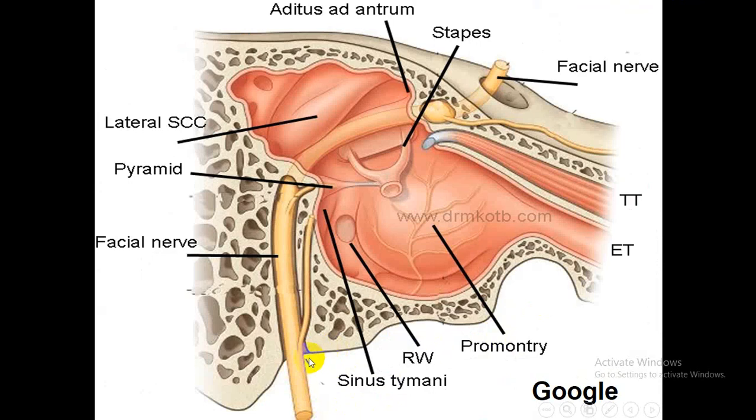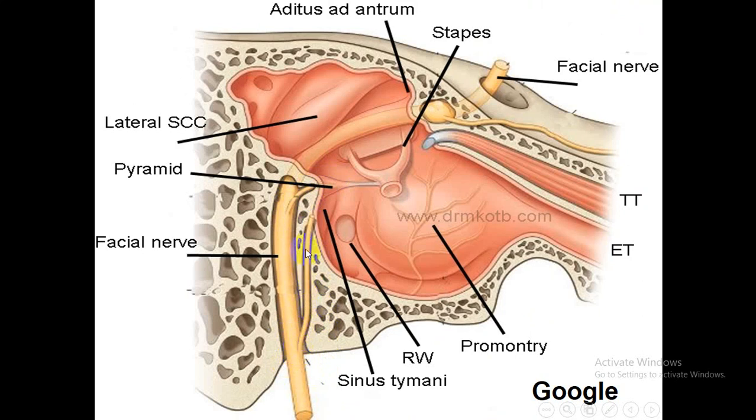It gives a branch to the stapedius muscle and also gives the chorda tympani nerve. The chorda tympani nerve arises 5 mm proximal to the stylomastoid foramen.